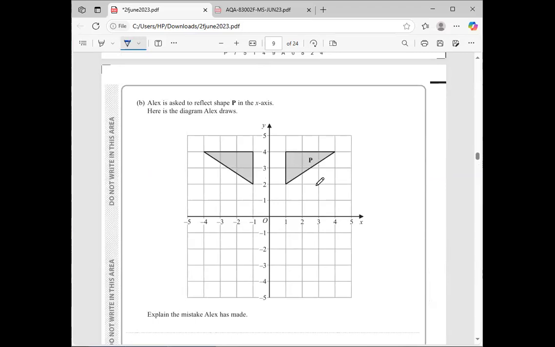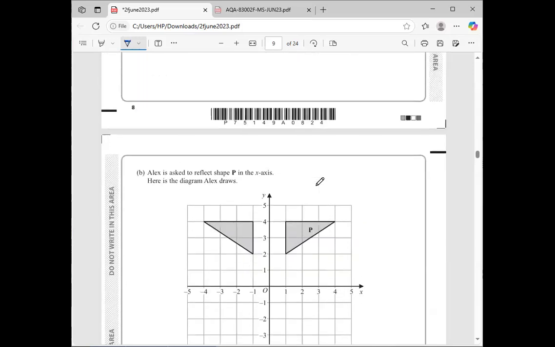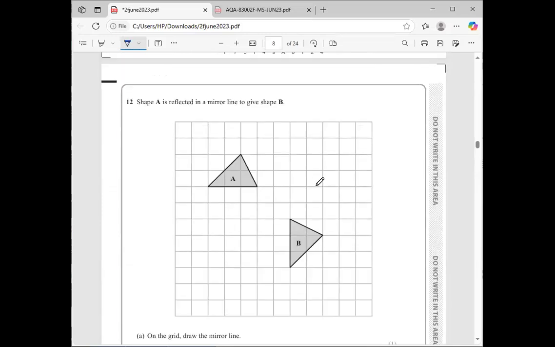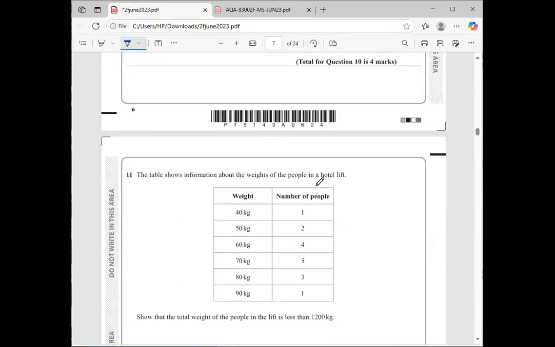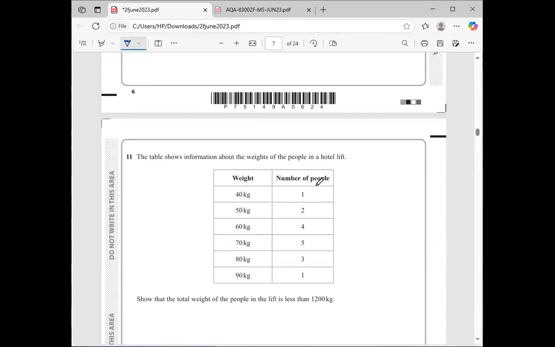So can I leave this one for you to handle? Yes. Transformations. Okay. Okay, so let's see.